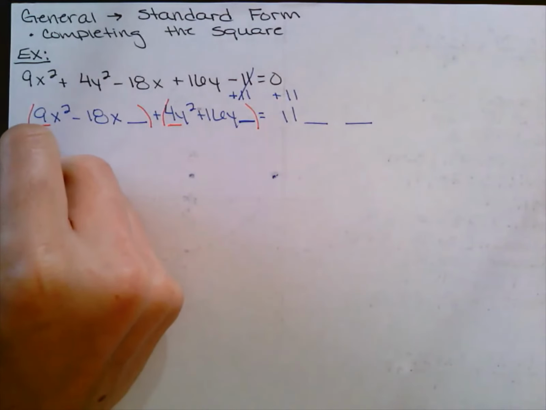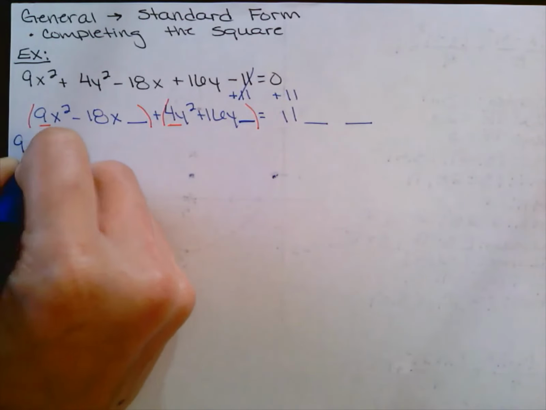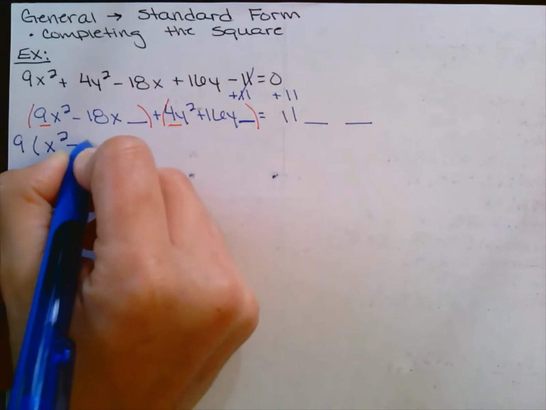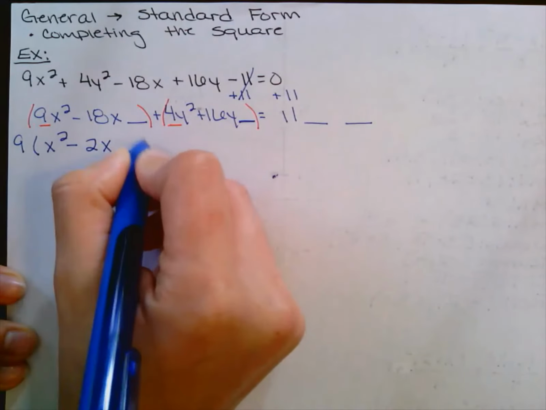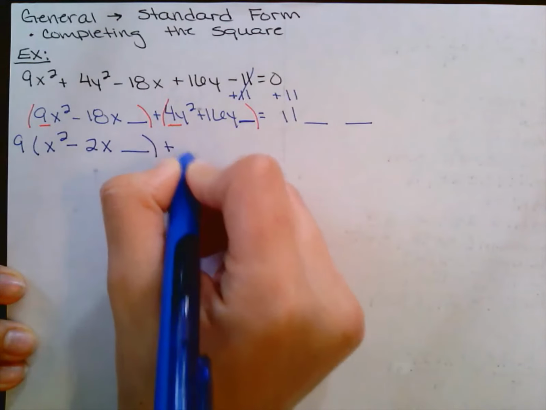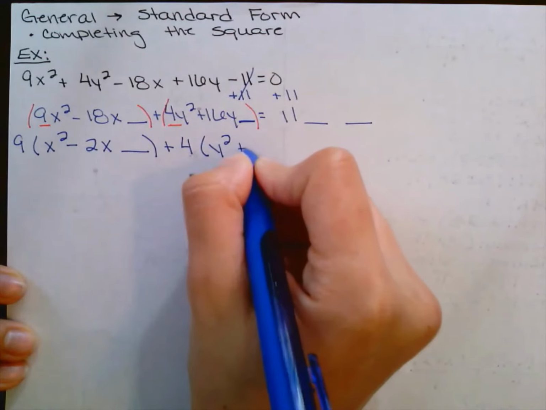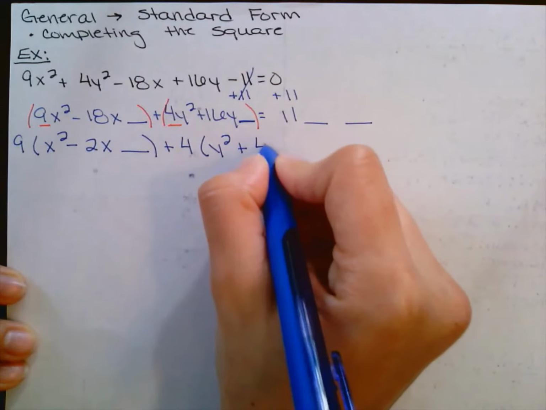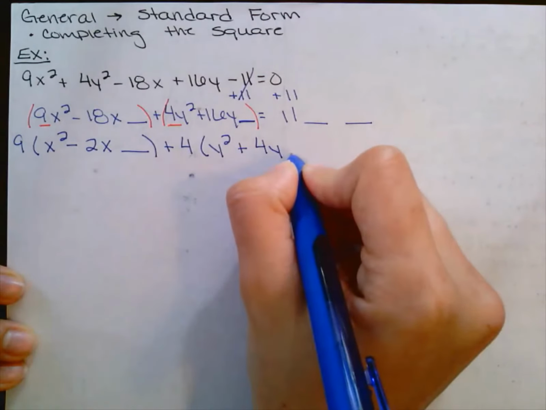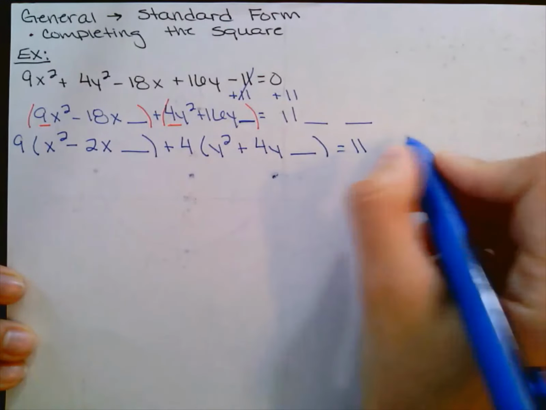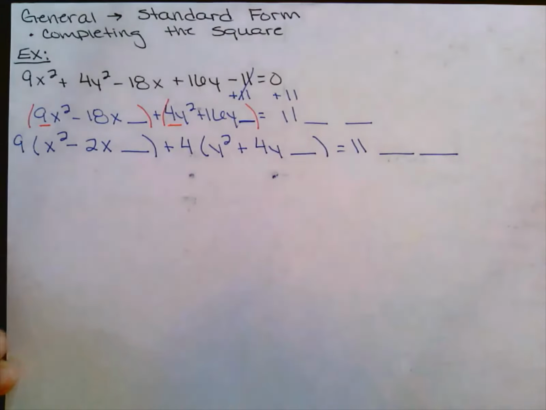So I'm going to say 9 times x squared minus 18 divided by 9 would be 2. Leave your blank. Divide out the 4, and I'm going to have y squared plus 16 divided by 4 is 4y. Leave your blank. Equals 11, and keep my blanks. Okay? That's the first step that's different.